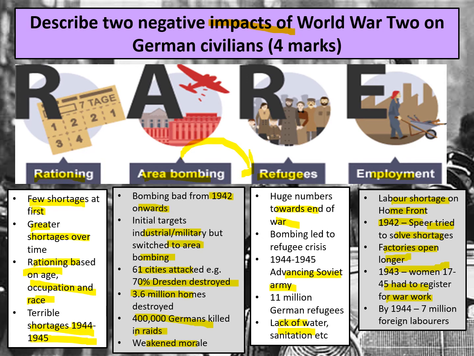But they didn't just use women, they also used 7 million foreign labourers. But it's probably not worth writing about that when you're doing your notes, because we're focusing particularly on the impact on German civilians. So pick any 2, and you might want to pause the video here to make some notes on the 2 areas that you're going to be discussing.